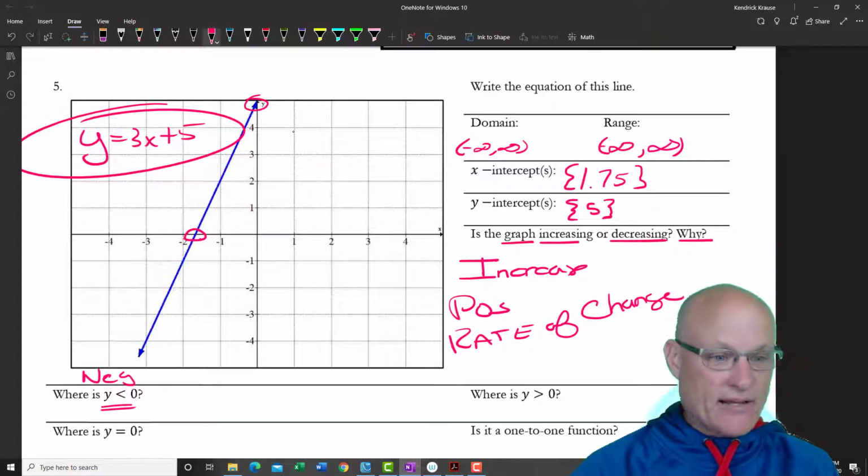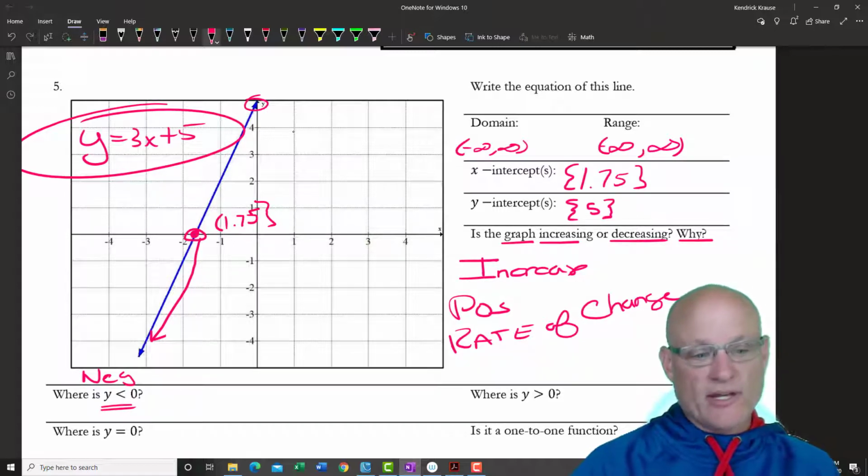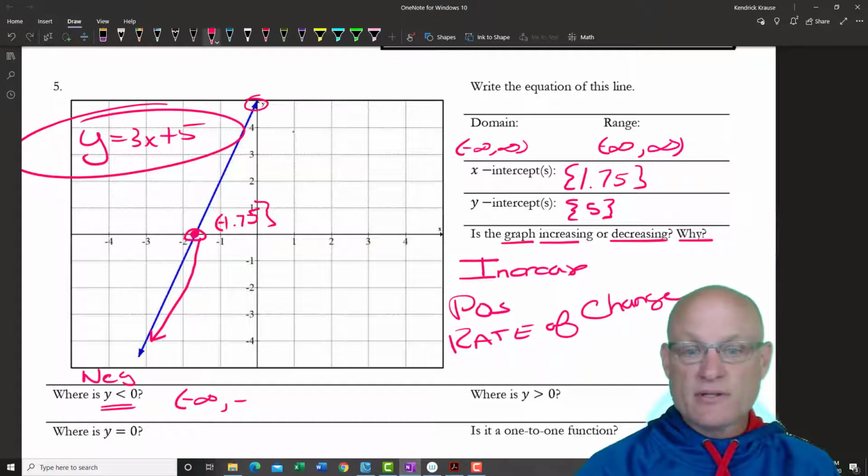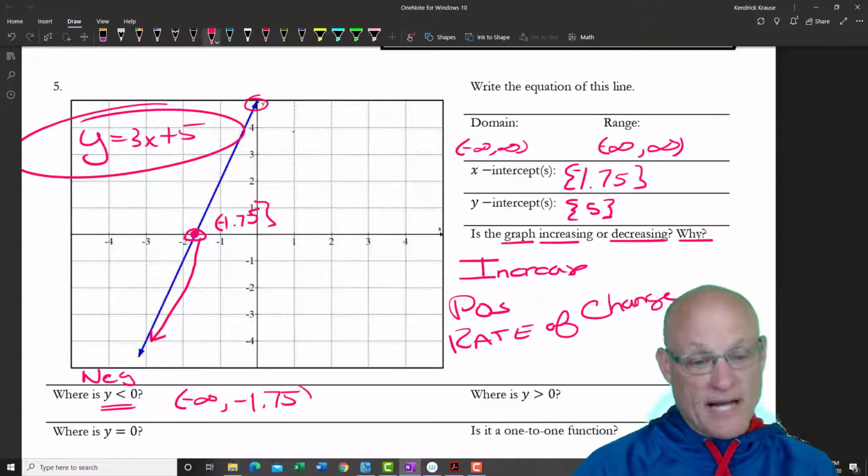And wouldn't you agree that it's negative from here down? We're going to assume this point is 1.75. I apologize. I should have made that a little bit clearer. So where is it negative? Remember, we're always going to use the x values. So from negative infinity all the way up to negative 1.75, not including that, it's negative.